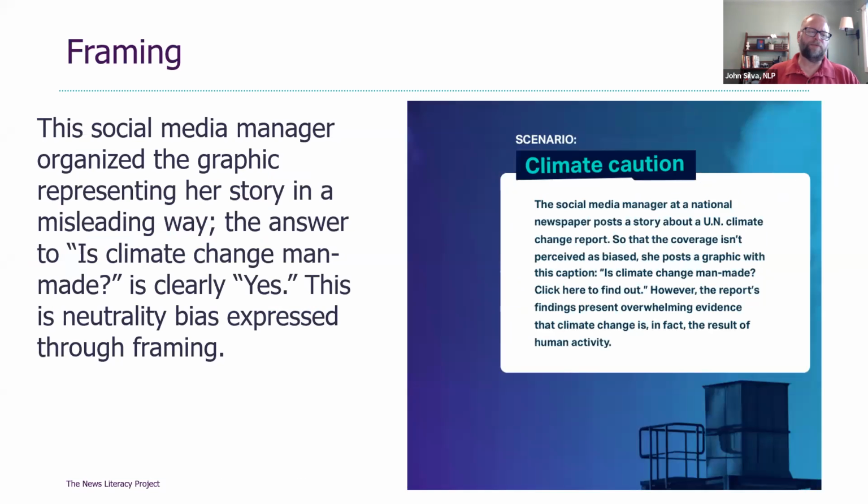Framing is another form that's also very common. So here, by framing it as a question when it's actually not a question, right? That's how we're expressing this neutrality bias. So taking something that is actually definitive, you have the scientific report that says climate change is human made, right? But by framing it as a question, that's how that neutrality bias was expressed.